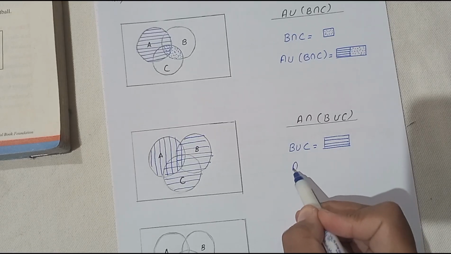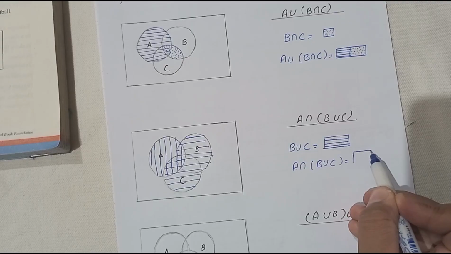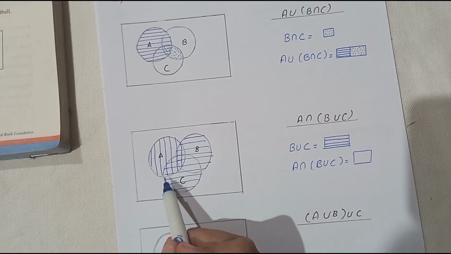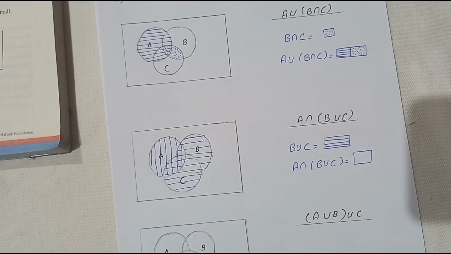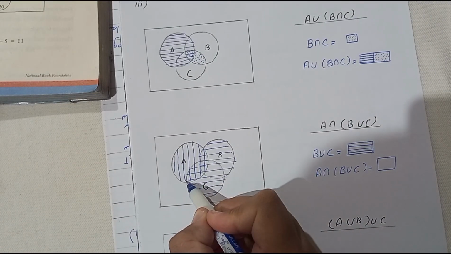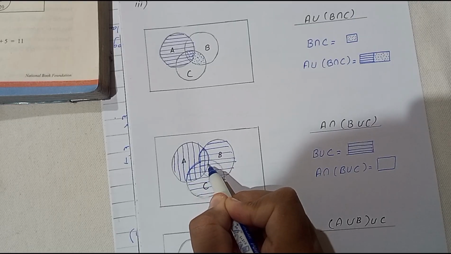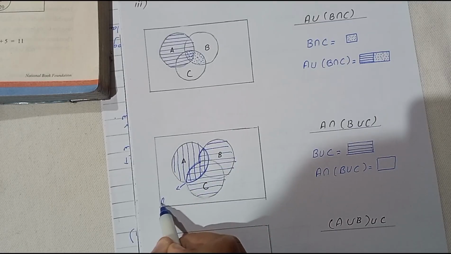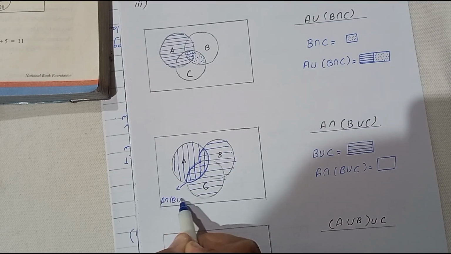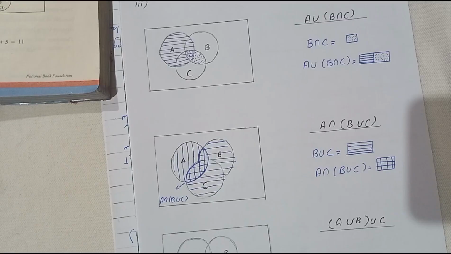So the common part between A and B union C equals A intersection B union C. So this is the common part, which represents A intersection B union C. So all the part with boxes is the shading of A intersection B union C.